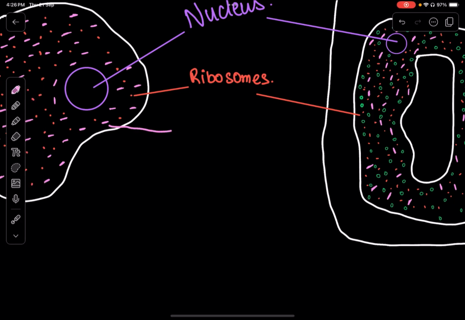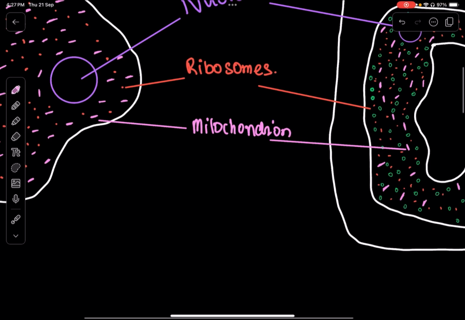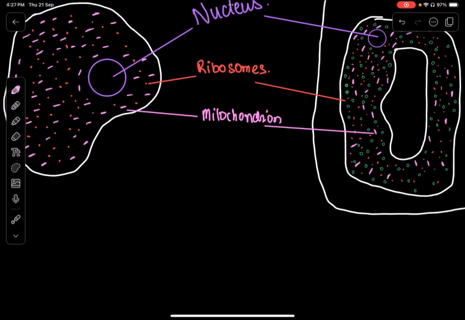And then you may see these pink little lines. These are the mitochondria, which we will discuss further on. Okay, and as you have noticed in both those cells, this wall right here, this white line, this is the cell membrane.